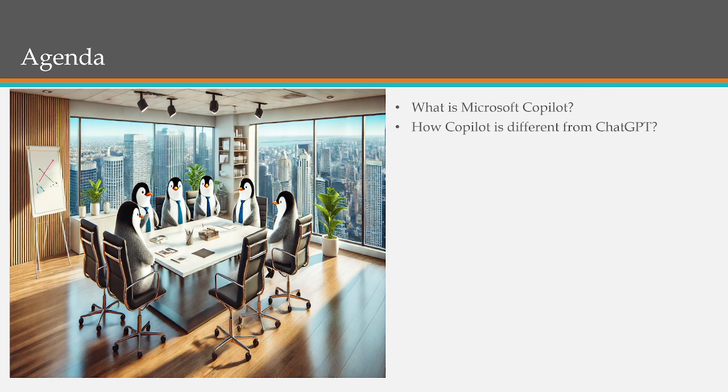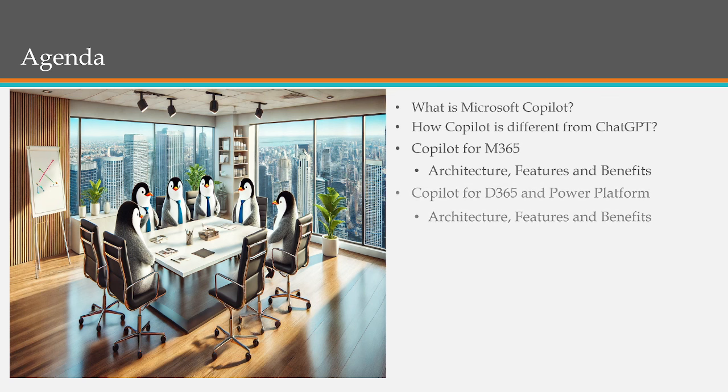Then we discuss the differences between ChatGPT and Copilot, and we'll go on to Copilot for M365, which stands for Microsoft 365. Architecture, the components, I will explain the features and what is the use. Following that slide, we'll discuss Copilot in D365, which stands for Dynamics 365, and Power Platforms. Again, we go the same pattern: architecture, features, and benefits.